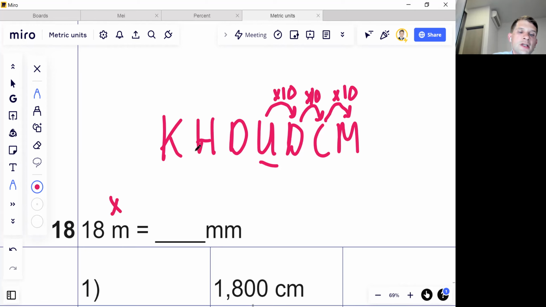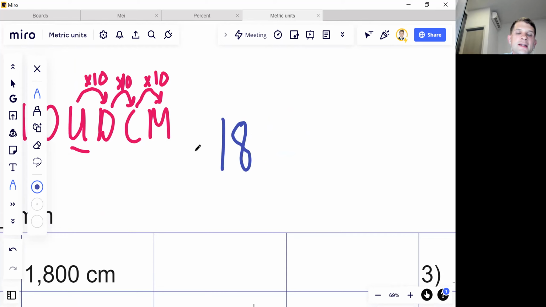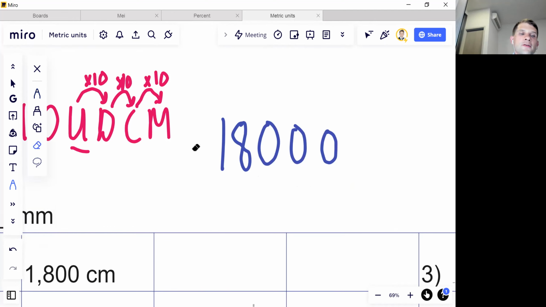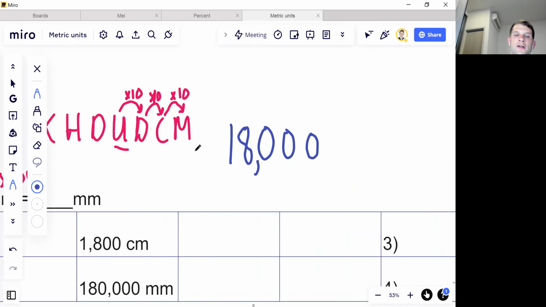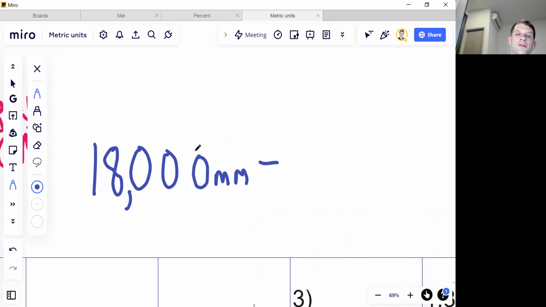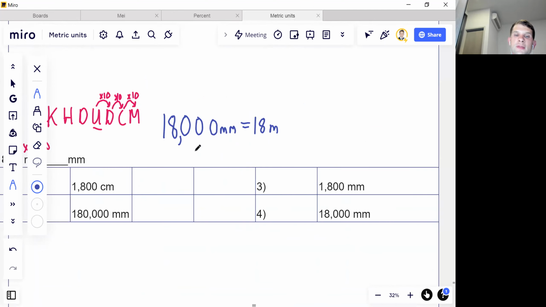So I need to take 18 meters times 1,000. So that's going to look like this. I'm going to need to move my decimal 3 places to the right. So I'm going to move this decimal here 1, 2, 3 places to the right. And that becomes 18,000 millimeters, which is equal to 18 meters. All right. So let's go ahead and find that option. Looks like 18,000 millimeters is option 4.